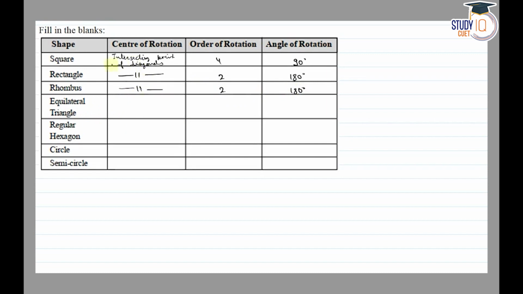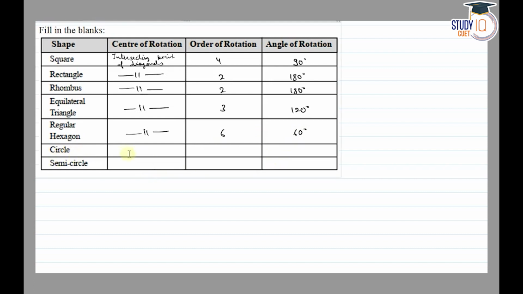Equilateral triangle, the center of rotation is the intersecting point of diagonals. Order of rotation is 3 and angle of rotation is 120 degree. Regular hexagon, the center of rotation is the intersecting point of diagonals. Order of rotation is 6 and angle of rotation is 60 degree.